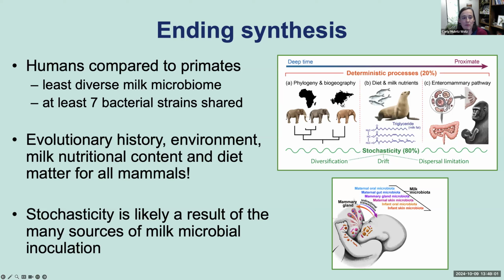Evolutionary history, environment, nutritional content, and diet matter for all mammals. And I think the stochasticity, like we can predict parts of these communities, but I think we also have to accept that some of them are just inherently stochastic and we will never be able to explain them. And I think that's likely a result of so many sources of microbial inoculation, that it's coming from multiple environments in the mom, multiple environments from the infant.